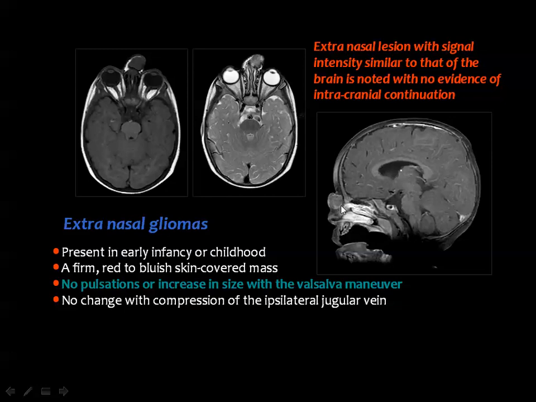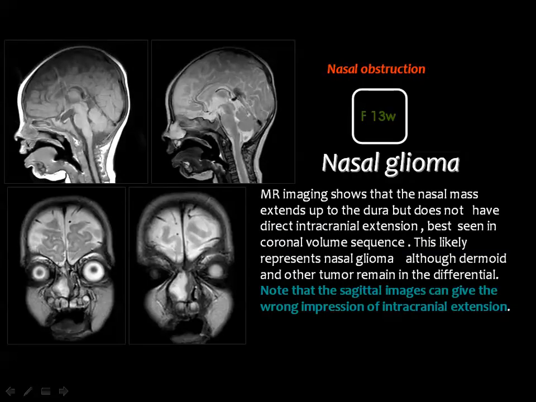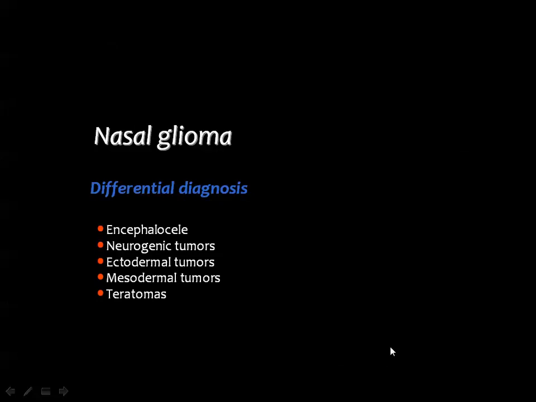You see the mass, which is at the root of the nose, and you see the intact calvarium. There is no connection between the lesion and the brain tissue. But here in this particular example of the pathologically proved nasal glioma, you may feel that this glioma is continuous intracranially from these sagittal images, and hence the importance of the coronal images as well. And you can see the lesion inside the nose, and there is no connection between the lesion and the brain tissue. Then these are the differential diagnoses for the nasal glioma, which is frequently mistaken for dermoid cysts and so on.